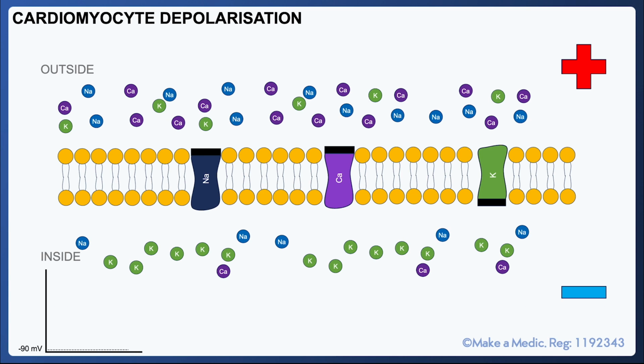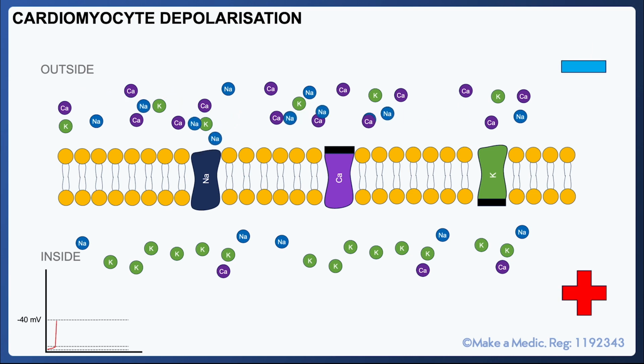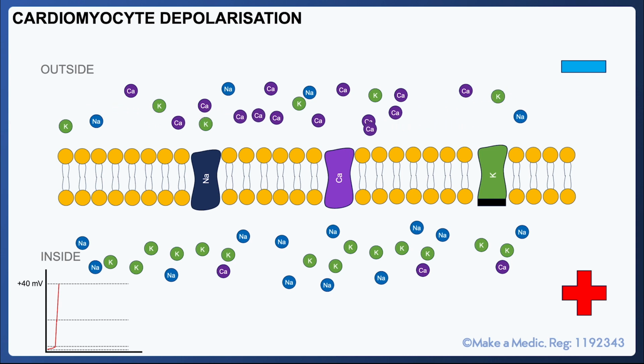So if we focus on the contractile cardiomyocyte, you can see that the resting membrane potential of the cell is around minus 90 millivolts, but the influx of ions through the gap junction from a neighboring cell brings this up to about minus 70 millivolts. This triggers the opening of voltage-gated sodium channels, which allows the rapid influx of sodium into the cell. This then causes depolarization of the membrane, and as the membrane potential reaches around minus 40 millivolts, slow L-type calcium channels also open, allowing calcium ions to trickle in.